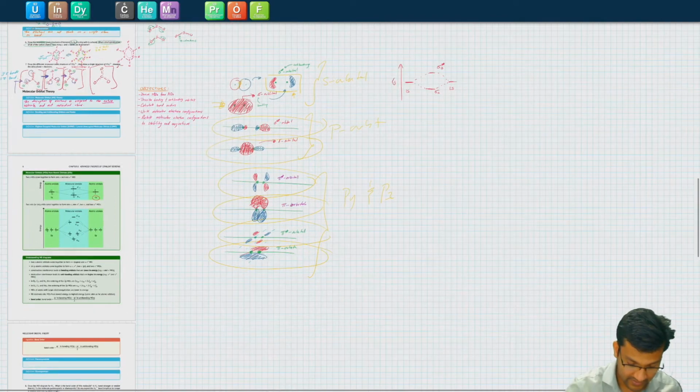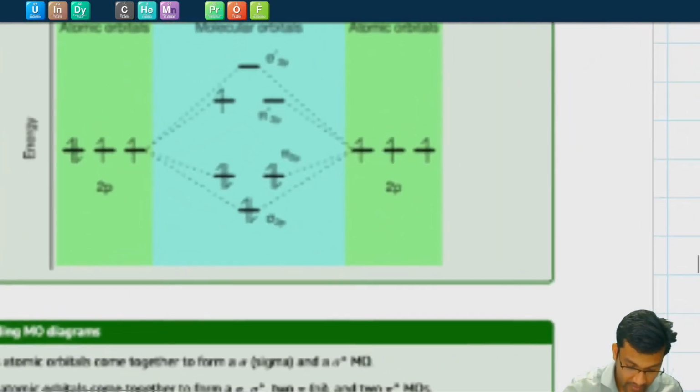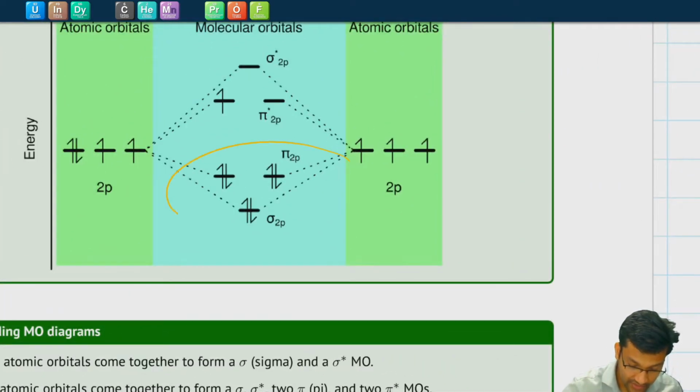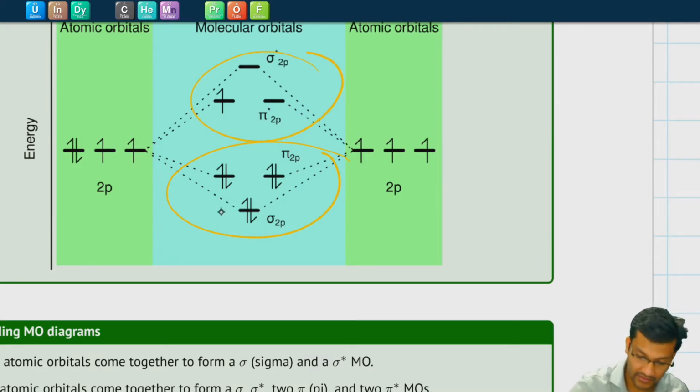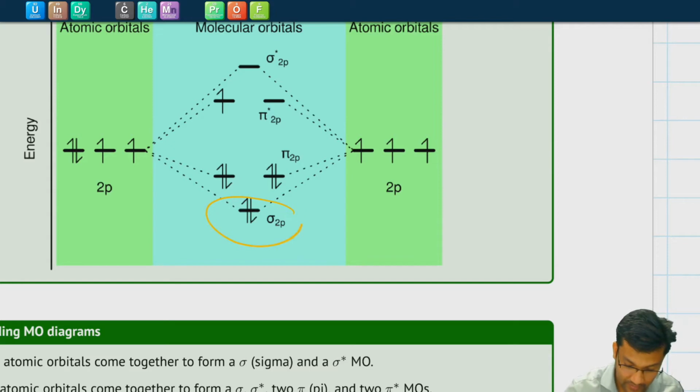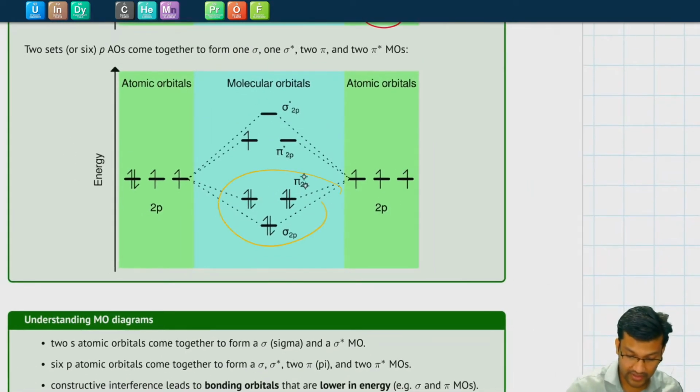So let's look at it. Remember, as I said, all of the bonding ones will be lower in energy, all of the antibonding ones will be higher in energy. So here we form 1 sigma orbital, 2 pi orbitals, 2 pi star orbitals, and 1 sigma star orbital. I hope that's all starting to make sense. These are lower in energy, these are higher in energy, because the antibonding orbitals will always be higher in energy.